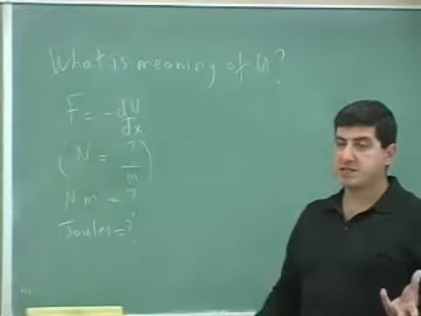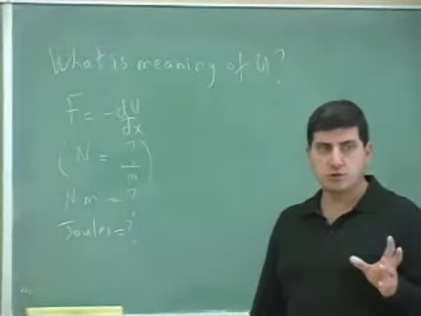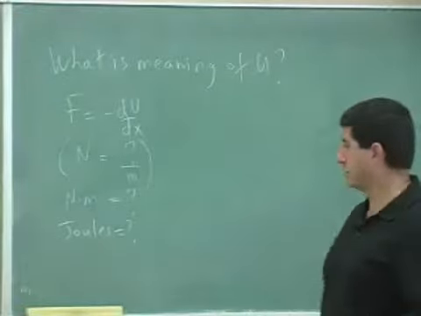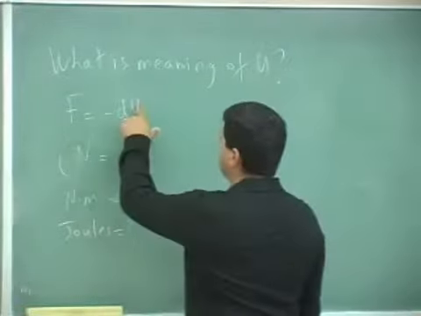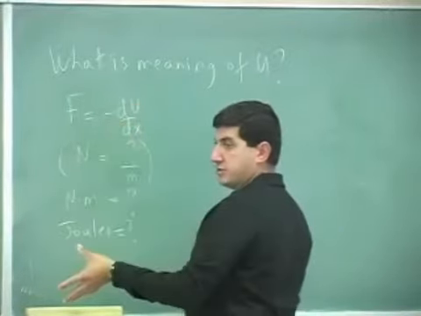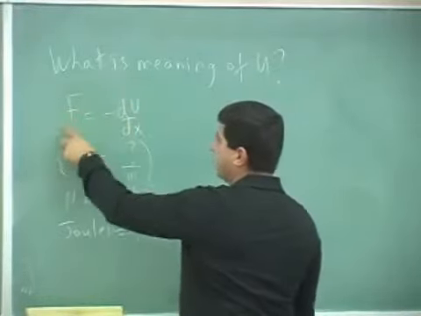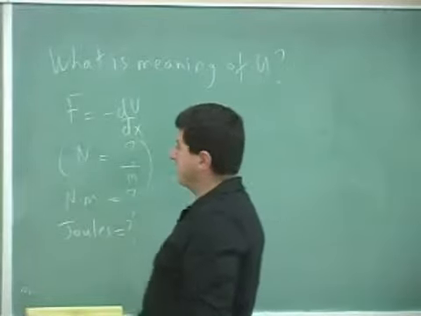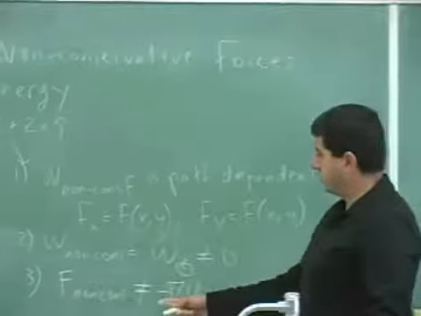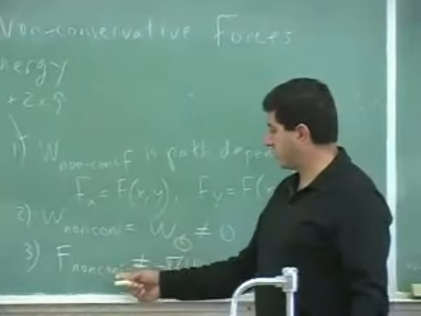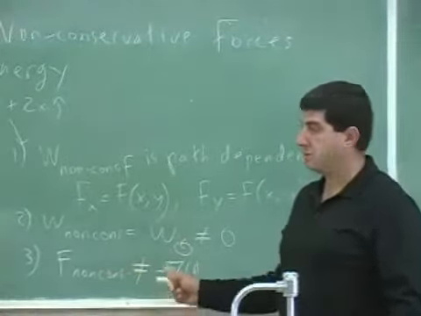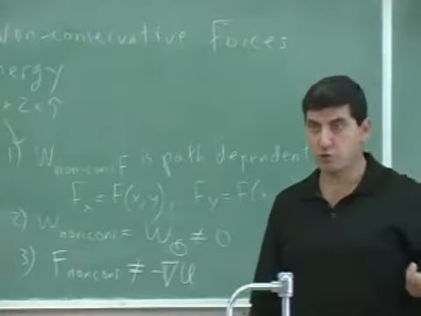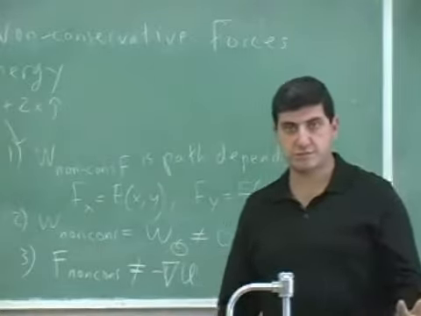Which kind of makes us now believe that this U has some physical meaning. And it does, okay? So the U has units of energy. And it's the energy associated with that conservative force, okay? So therefore, the conclusion is, non-conservative forces don't have any associated energy. Conservative forces have an associated energy. We're going to call that potential energy, okay?